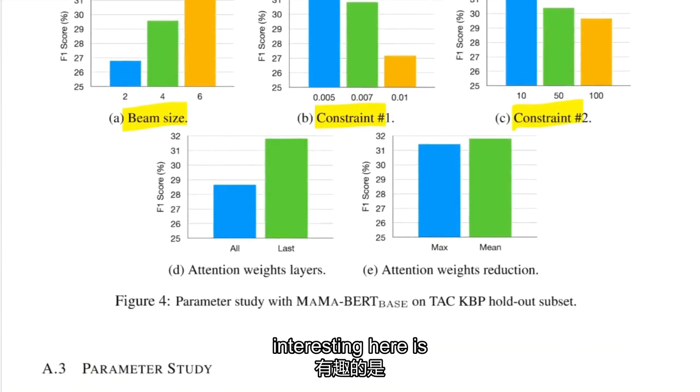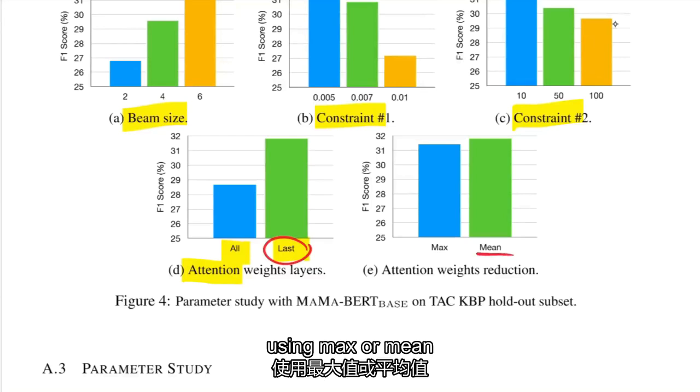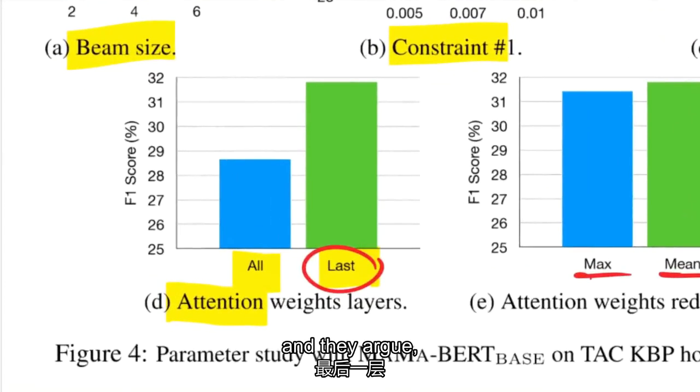What is interesting here is they try to look at either the attention matrix of the last layer or of all the layers. And interestingly, the system performs better if you only look at the attention matrix in the last layer. Now they reduce the attention matrix because there are multiple heads, using max or mean. You can see they perform similarly, but it is interesting that only the last layer works better.